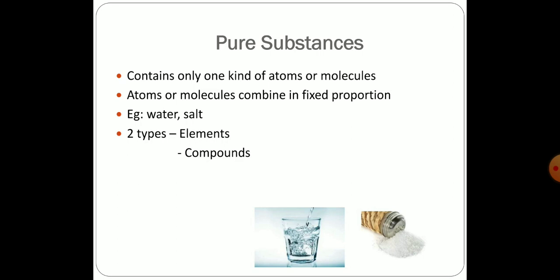So, for example, we have water and then salt. It can be the daily salt which we use. Okay, so the two types of pure substances are elements and compounds. So what is a pure substance? It is a substance which is made up of one kind of atoms or molecules, and they are in fixed proportion. Okay, what are the two types of pure substances? One is the element, the other one is the compound.